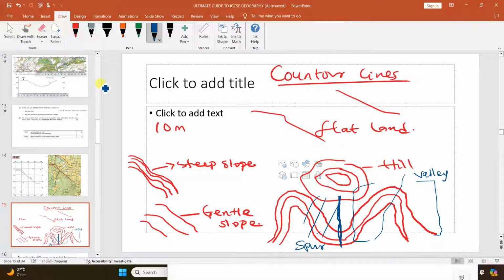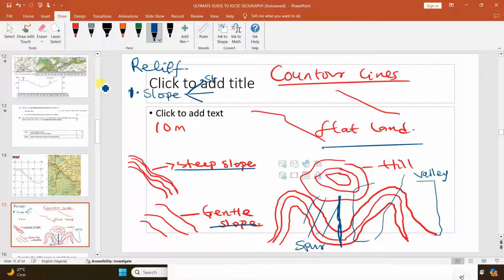When you are asked questions on relief, the things you should remember to do: first, always tell us the slope. There are only 3 things you should remember here: it is either steep, or gentle, or flat. The second thing is the height. You give us a range of heights, let's say from 60 meters to 80 meters within that range.